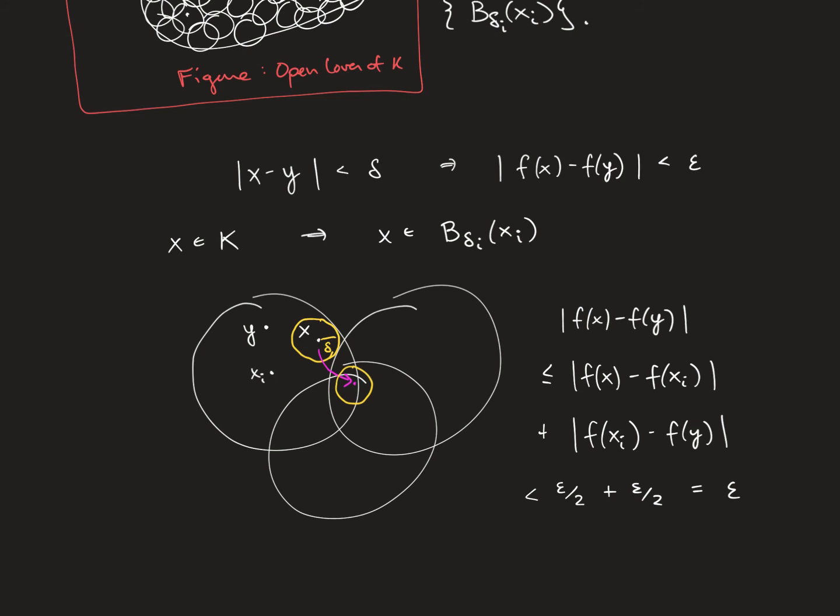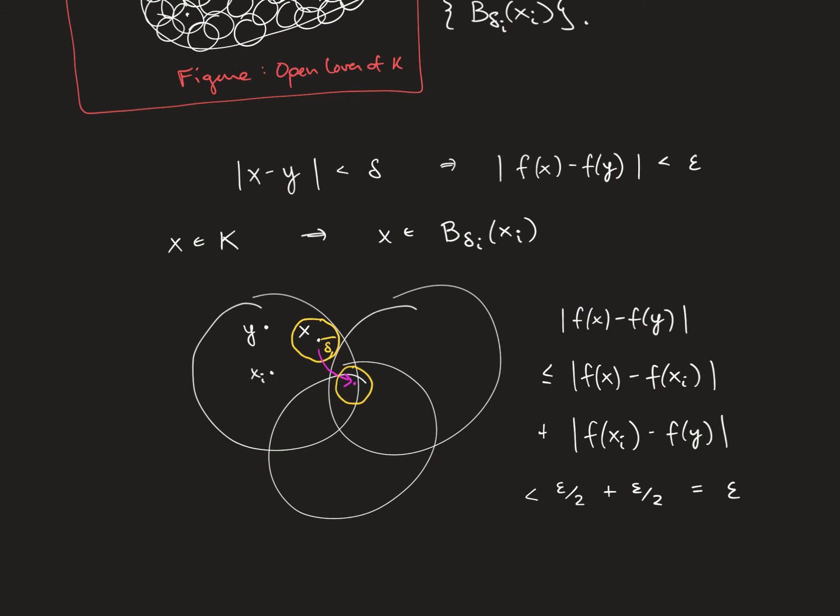So that seems like a problem, right? We can really only make this work as long as the x and y are in the same ball around x sub i, but I can't find a uniform delta that works for every x in that ball.